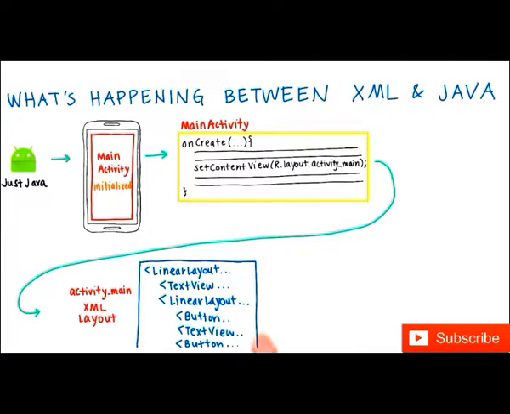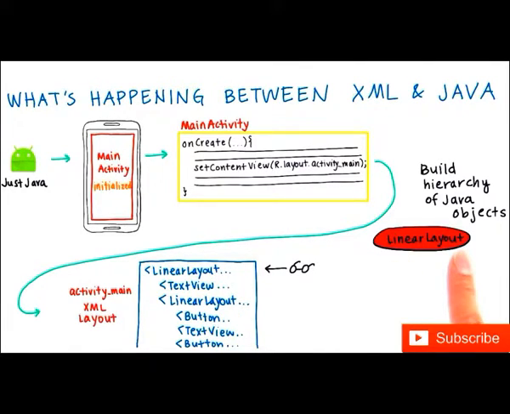Parsing is like reading this file and trying to interpret it, like, oh, this is a linear layout, oh, this is a text view, these are the attributes, and so on. So it's trying to understand what this file contains. The Android device starts by reading at the top of the file. It recognizes that there's a linear layout here. Then it inflates a Java object to represent that linear layout.